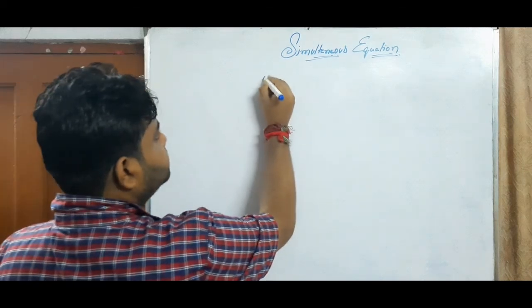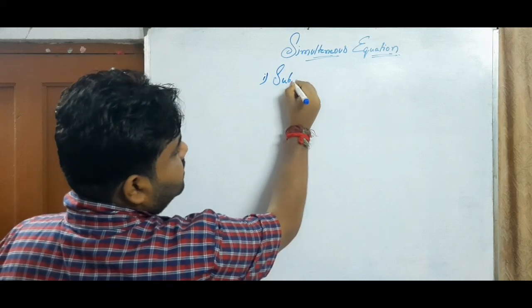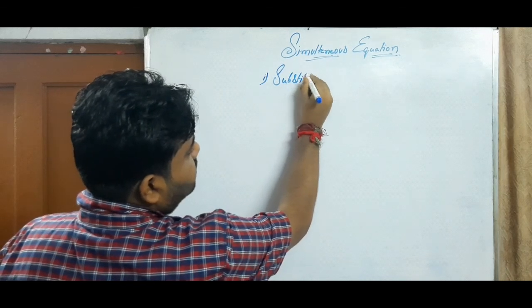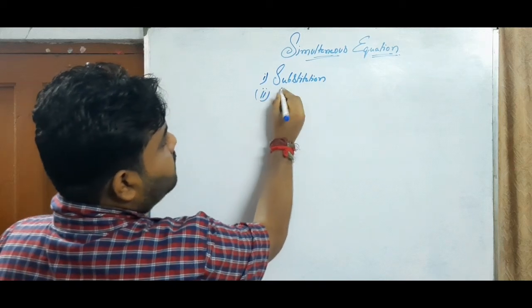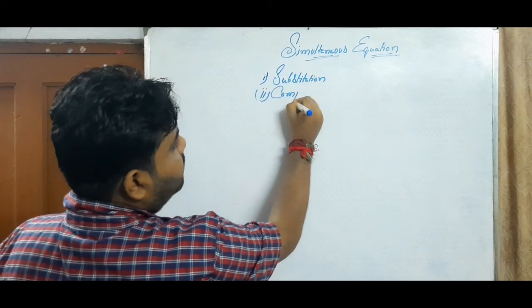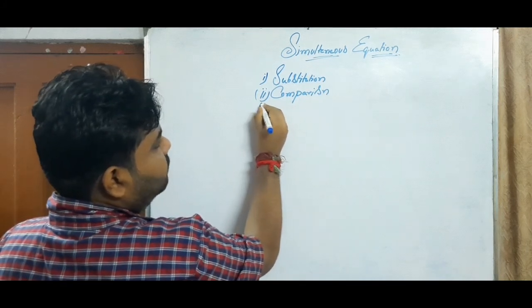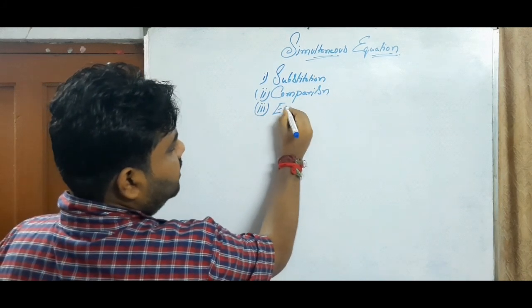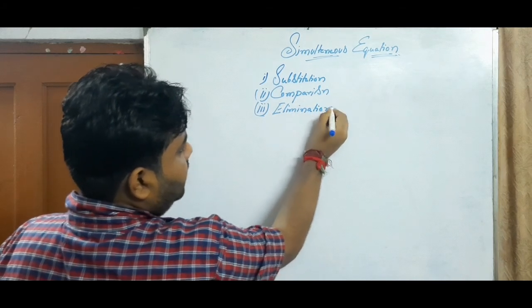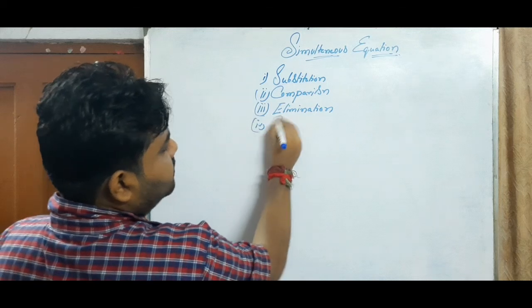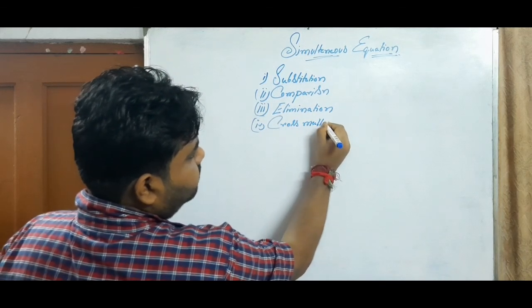Number one, substitution method. Number two, comparison. Number three, method of elimination. And number four, cross multiplication.